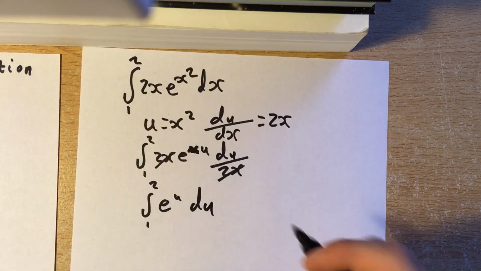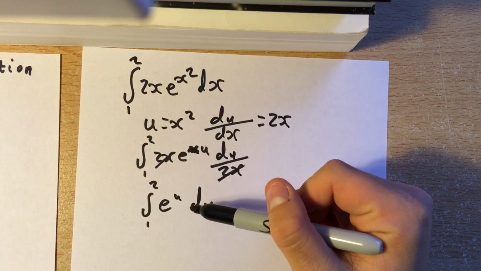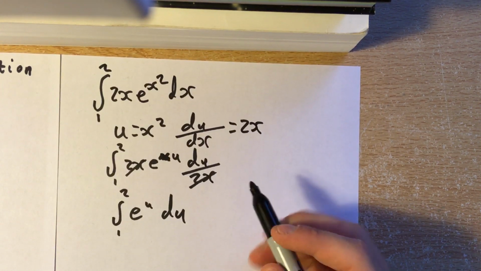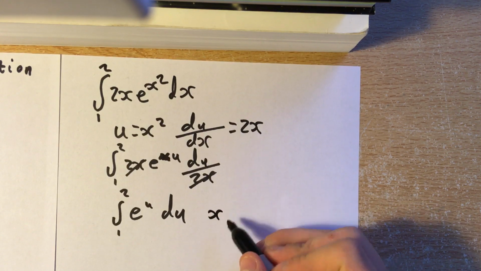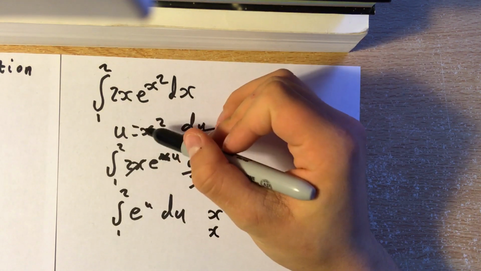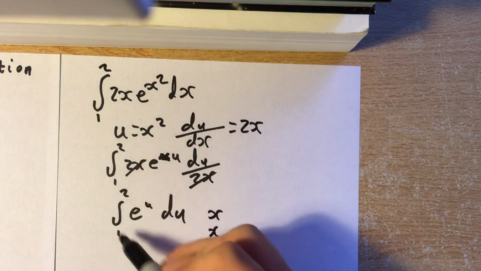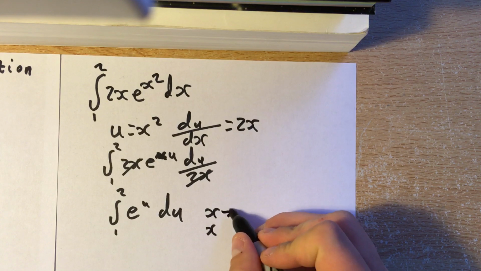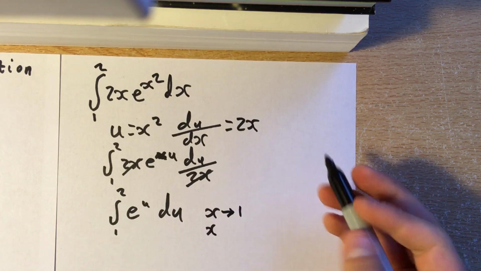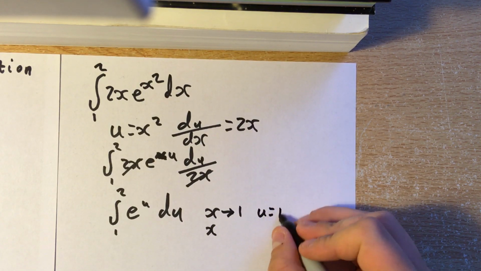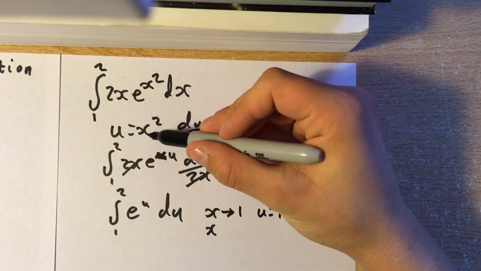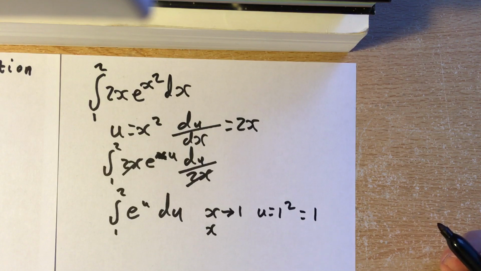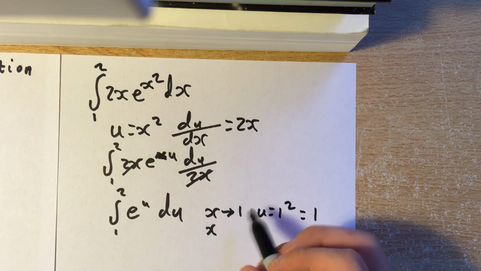Now, because we've changed the variable, we now have to change the limits. So we do this by putting the x's in this u value as the current limits. So what happens if we make x 1 the lower limit, well then u equals 1 squared if we plug the 1 into this x. So that is simply 1. So the lower limit stays the same.